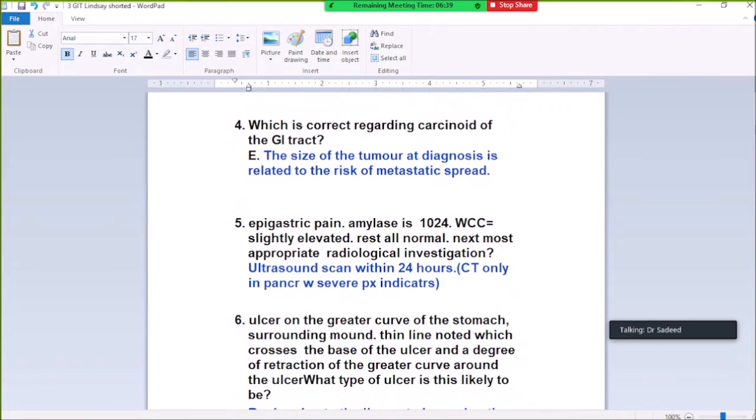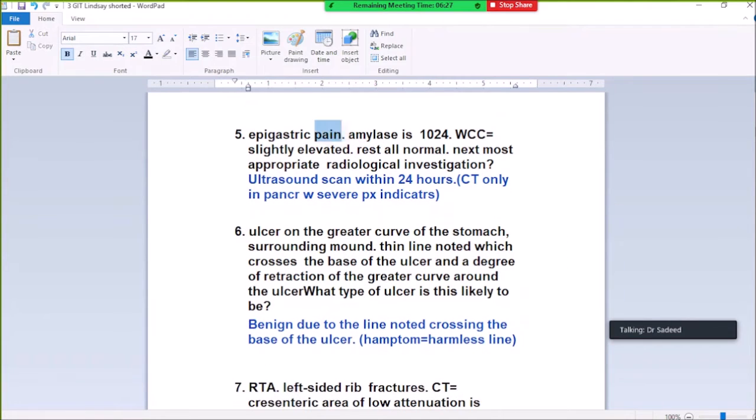Question number 4, which is correct regarding carcinoid of the GI tract? The size of the tumor at diagnosis is related to the risk of metastatic spread. Now, in carcinoid of the GI tract, the size of the tumor at diagnosis is related to the risk of metastatic spread.